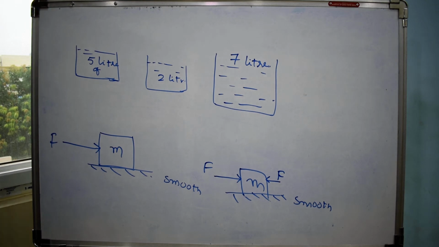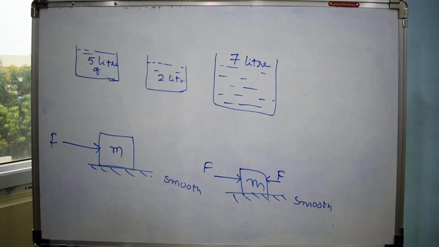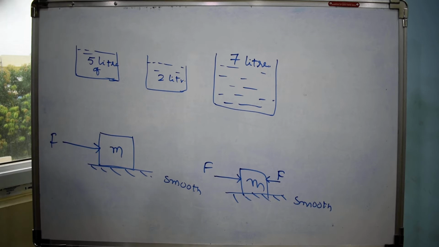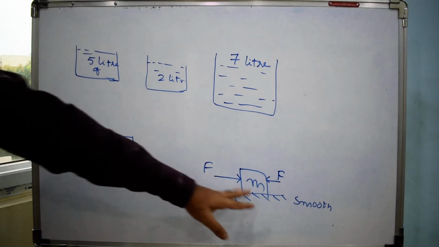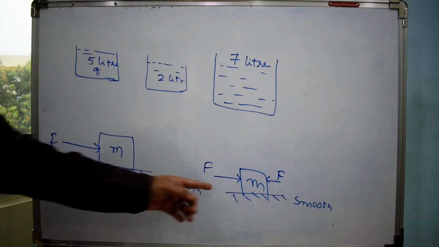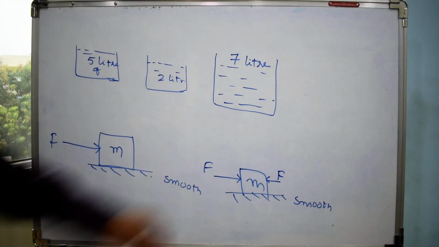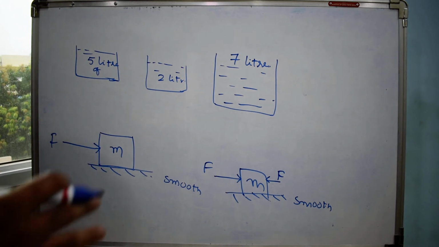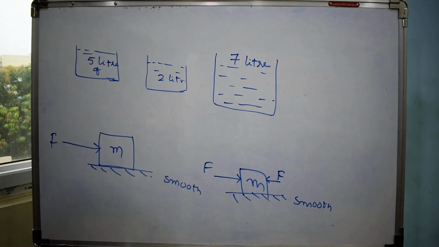Okay, so in the second situation we have taken the same block, kept on the same horizontal surface, which is smooth, which means that there is no friction acting between them. But in this case we have two people pushing it from opposite directions and with the same magnitude of force.